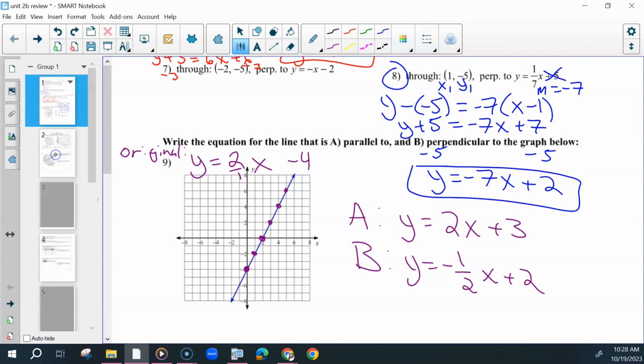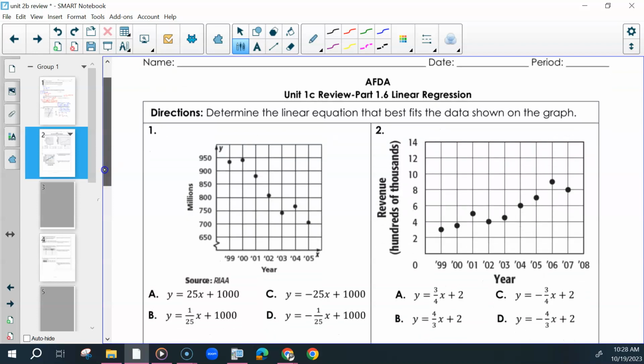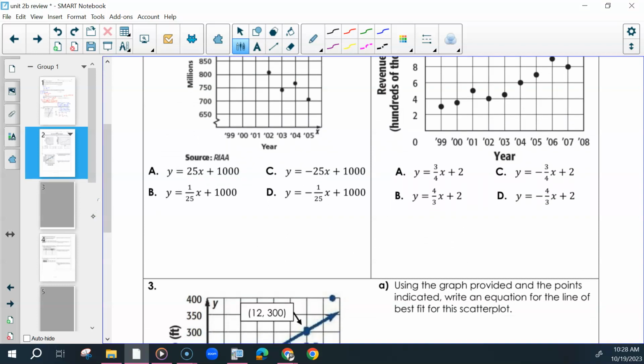Actually, I'm going to say this front and back and the next front page, they're all linear regression or line of best fit. So we don't have time to do a bunch. But if there's one from each page, we could do a few. Are there any from this page you want to go over? Number 2.